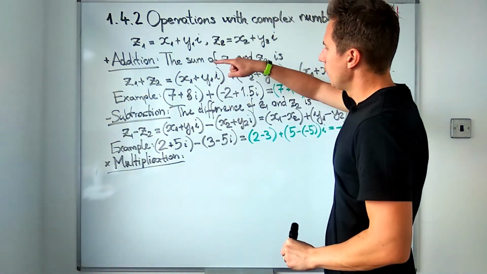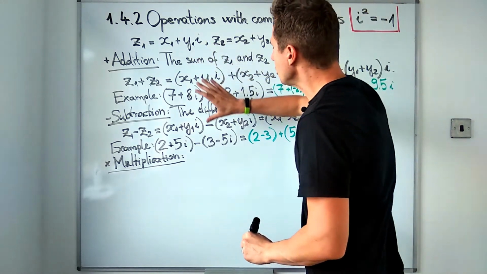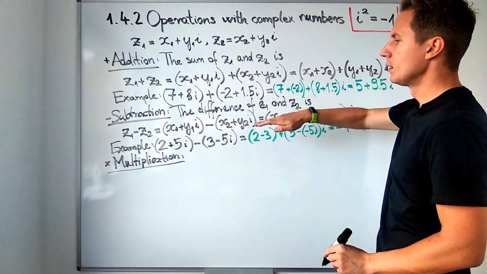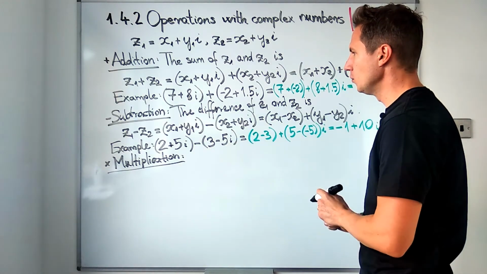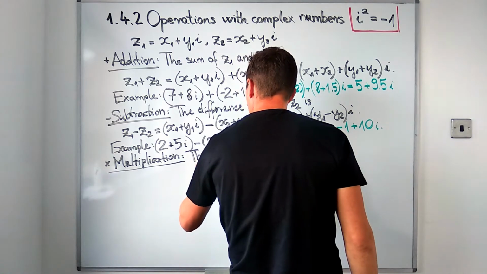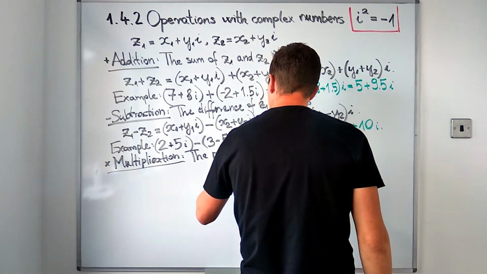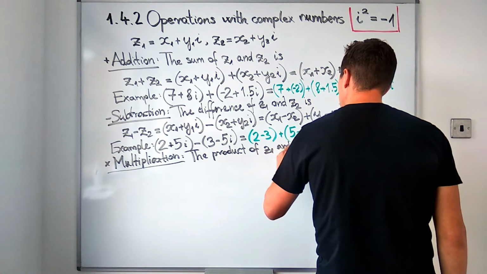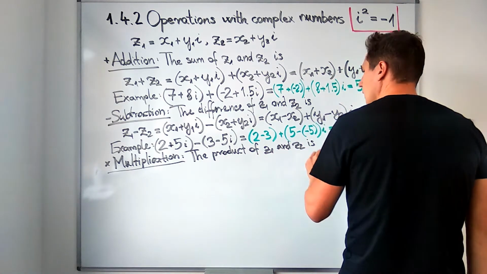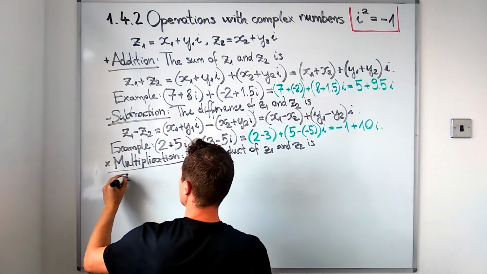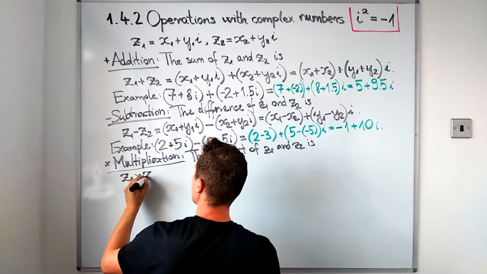So far you might have noticed that we didn't use this relation i squared equals -1 anywhere. Now this is the place where we are going to have to use it to calculate the product of two complex numbers, z1 and z2. It will have the following form: the product of z1 and z2, so it's z1 multiplied by z2.